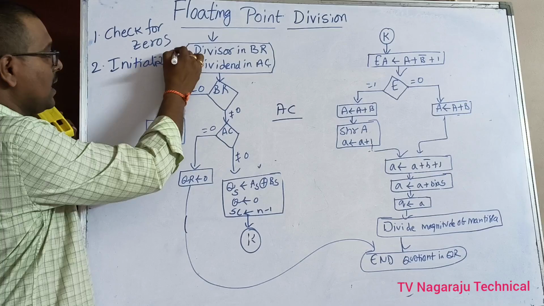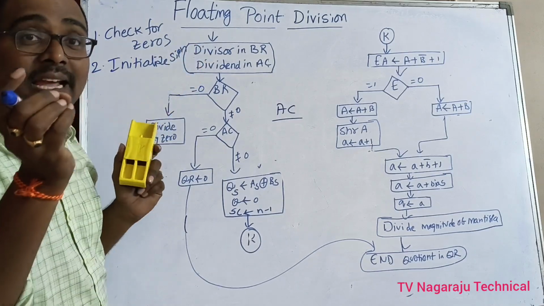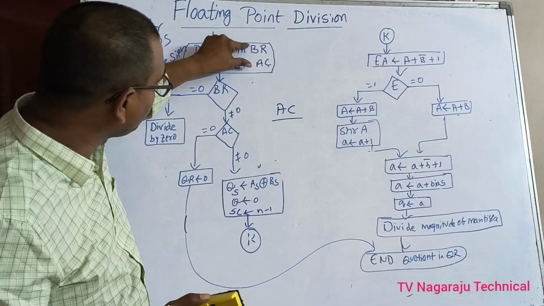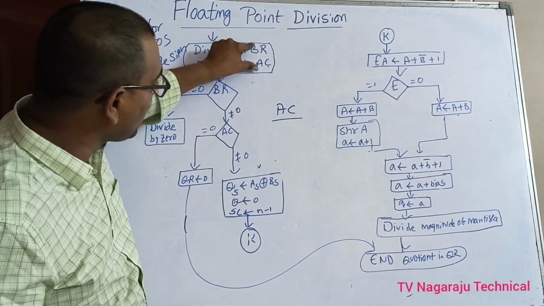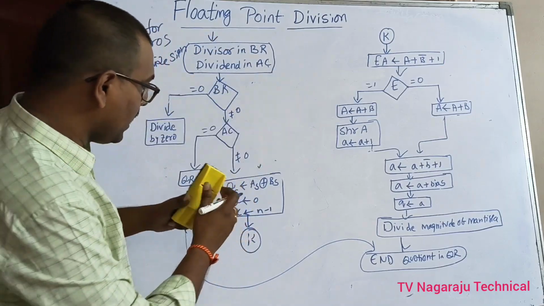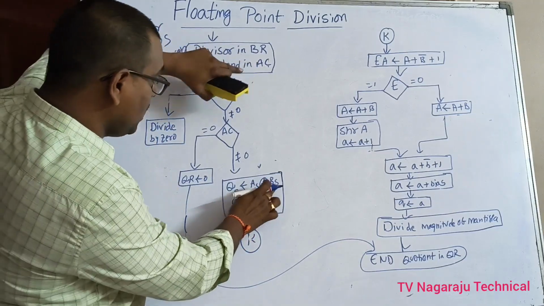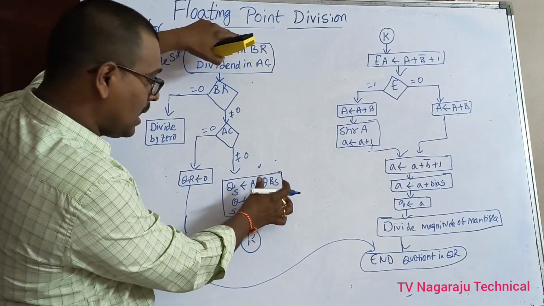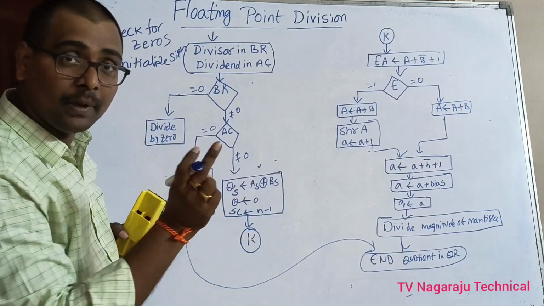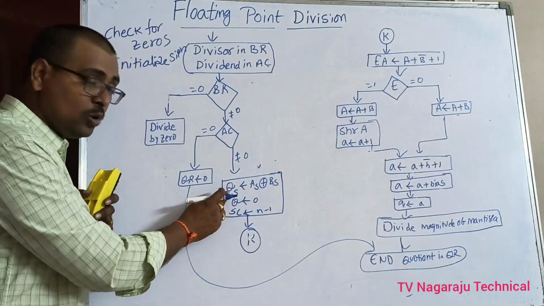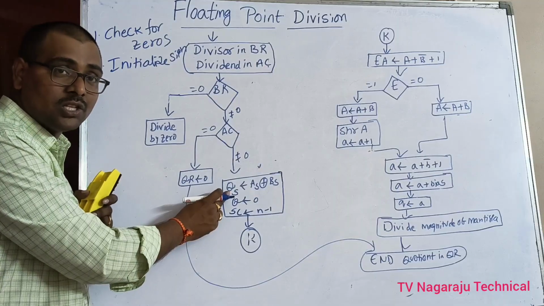Now, if both BR and AC are not equal to 0, the next step is you need to initialize some registers and make the sign of the result. The sign of the result depends on BR and AC, so take the XOR operation. AS is the sign of AC, BS is the sign of BR. Simply do the XOR operation. My result is stored in Q, that is the reason QS is the sign of the result.